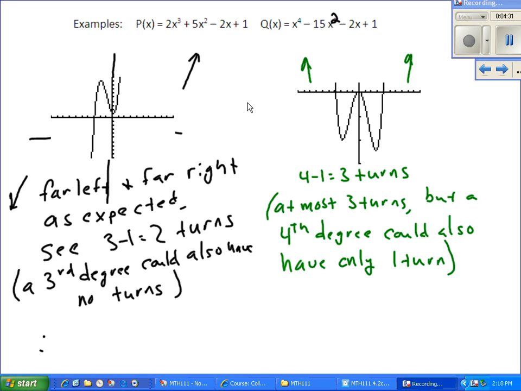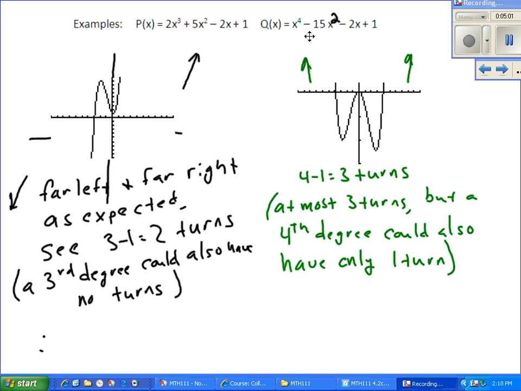So a couple examples here. P of x here, we're looking at 2x cubed plus blah, blah, blah. All we really care about here at this point is the leading coefficient and the degree. The leading coefficient is a positive 2, and the degree is an odd number 3. So on the left and the right, as expected, we see the function increasing on the right, decreasing on the left. We also see 2 turns. 3 subtract 1, so it turns once here, and then turns again here.